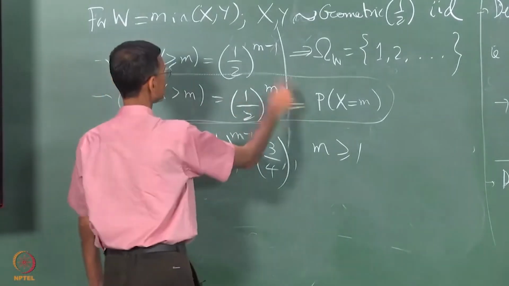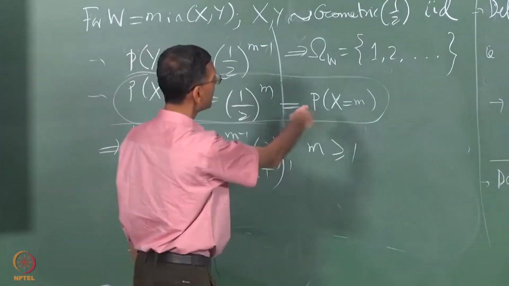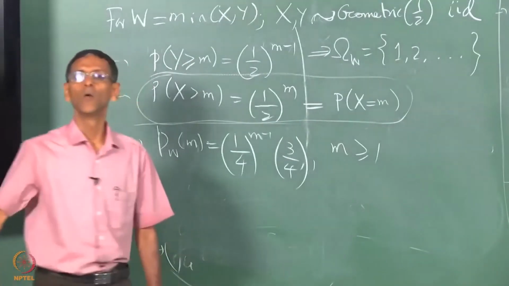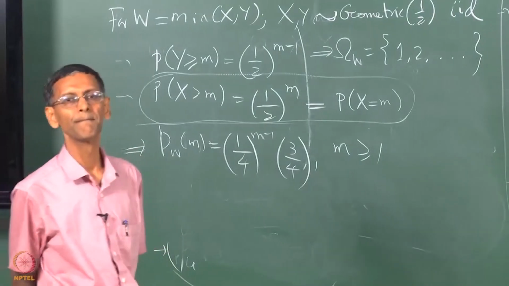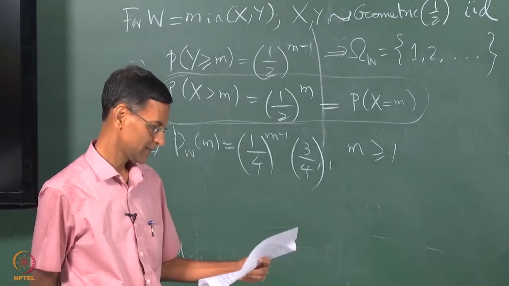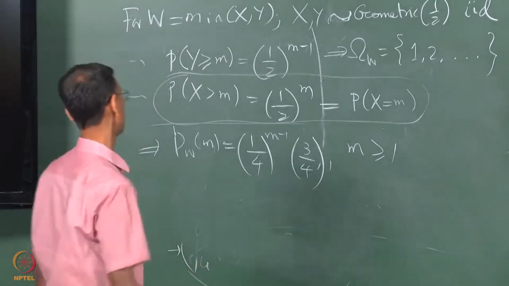So this is this, and similarly P(Y equal to m) is also, because they are IID, exactly half power m. So if you manipulate you get this. What is this PMF? Geometric with what success parameter? It's 3 by 4, right.